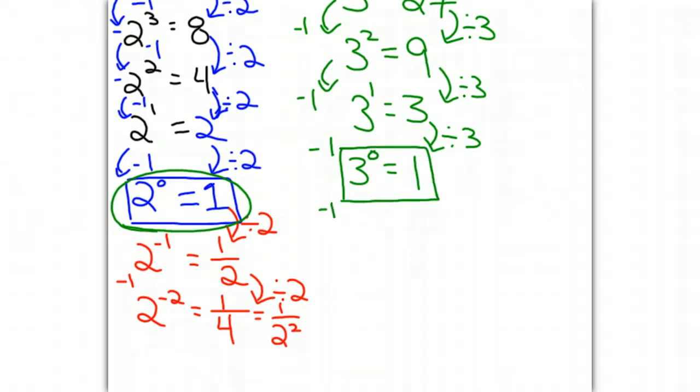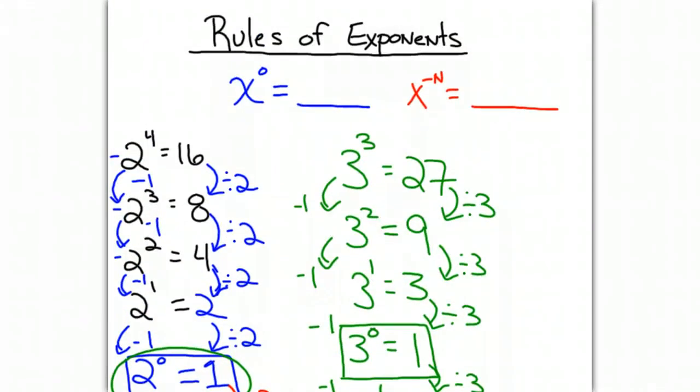Continuing, subtract 1 from the exponent, we're at 3 to the negative 1. Take the 1, divide it by 3, we get 1/3. So, in conclusion, we can see through our examples here that anything to the 0 power is equal to 1. And when we have x raised to a negative integer, we can write it as 1 over x to the positive n.